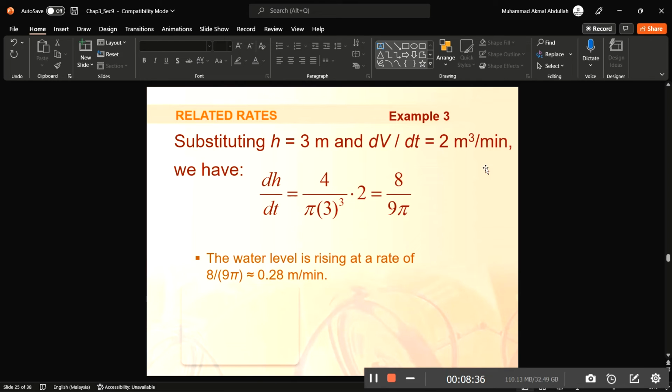Then we got the dh over dt is equal to 4 over pi times 3 power of 3 times 2. Then we get the 8 over 9 pi. The water level is rising at the rate of 8 over 9 pi, which is 0.28 meter per minute.